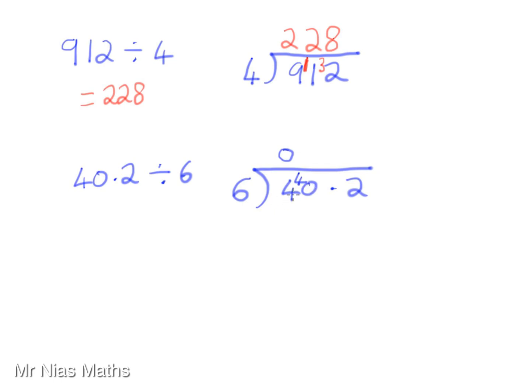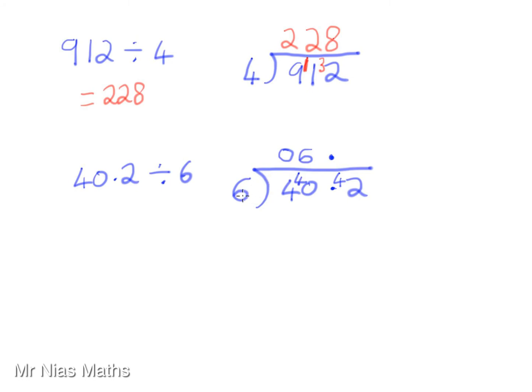4 and 0 together makes the 40. 6 6s are 36, so I can fit 6 whole 6s in there. But 40 take away 36, there's 4 left over again, so I've got 4 to carry again. So I'm going to carry my 4 over. But this time I've gone past my decimal point, and it's very important that I carry this decimal point. I put it just in line, just above the original one. So my answer now is going to have a decimal place.